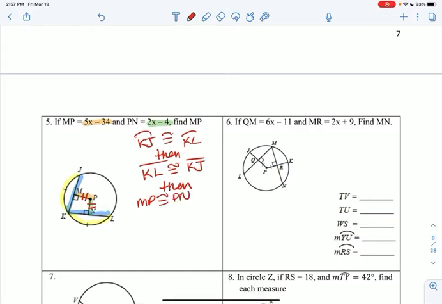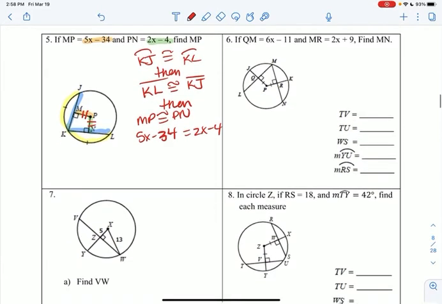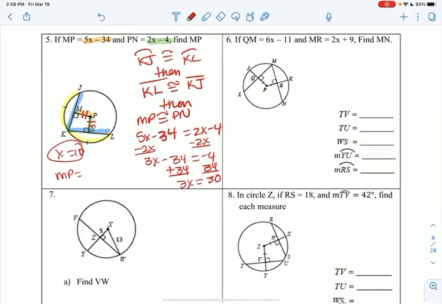So all I'm going to do is set those equal to each other and solve. So 5x minus 34 equals 2x minus 4. So you've got to think about what you know and how you can write your equation. What's true? So I'm just solving for x. I'm going to add 34. And I get x equals 10. Now this one also I want to know MP. So all I'm doing is substituting in 5 times 10 minus 34.